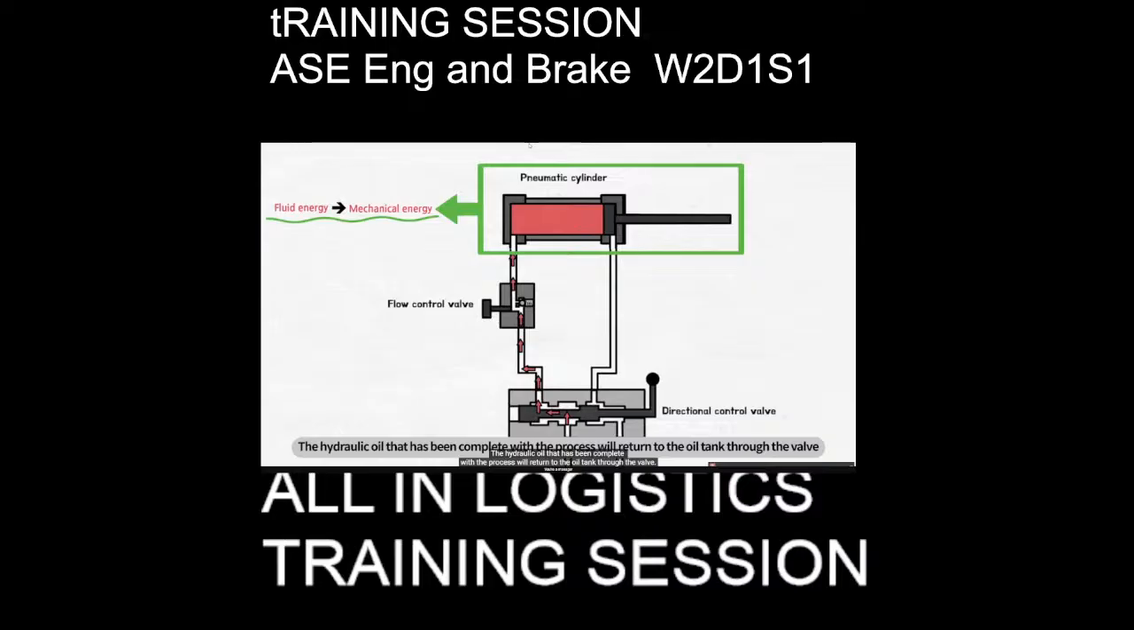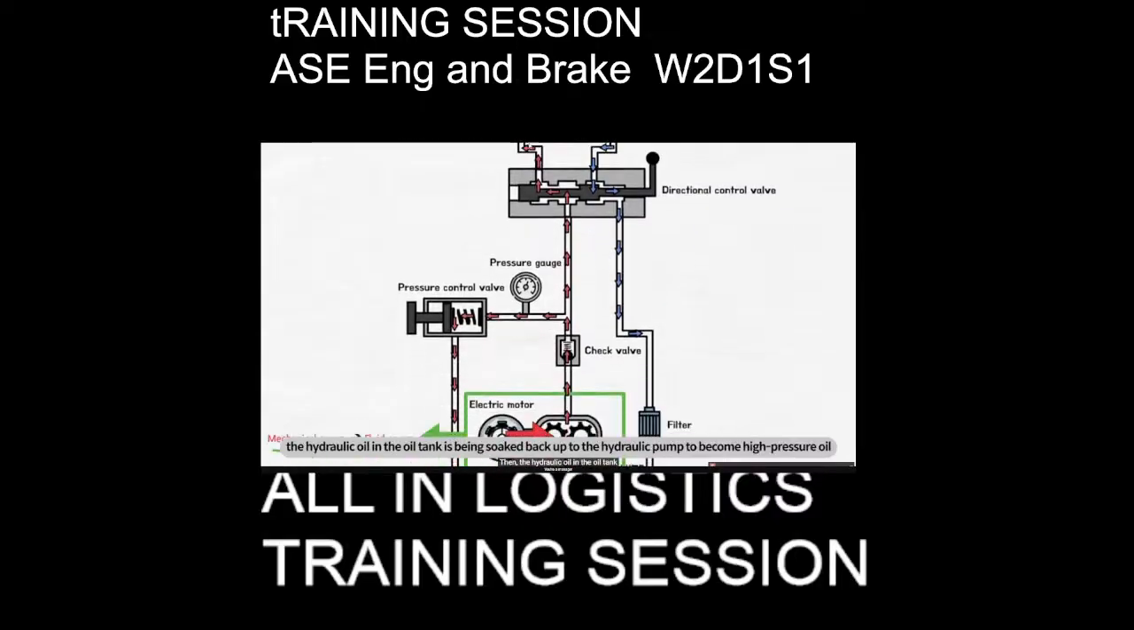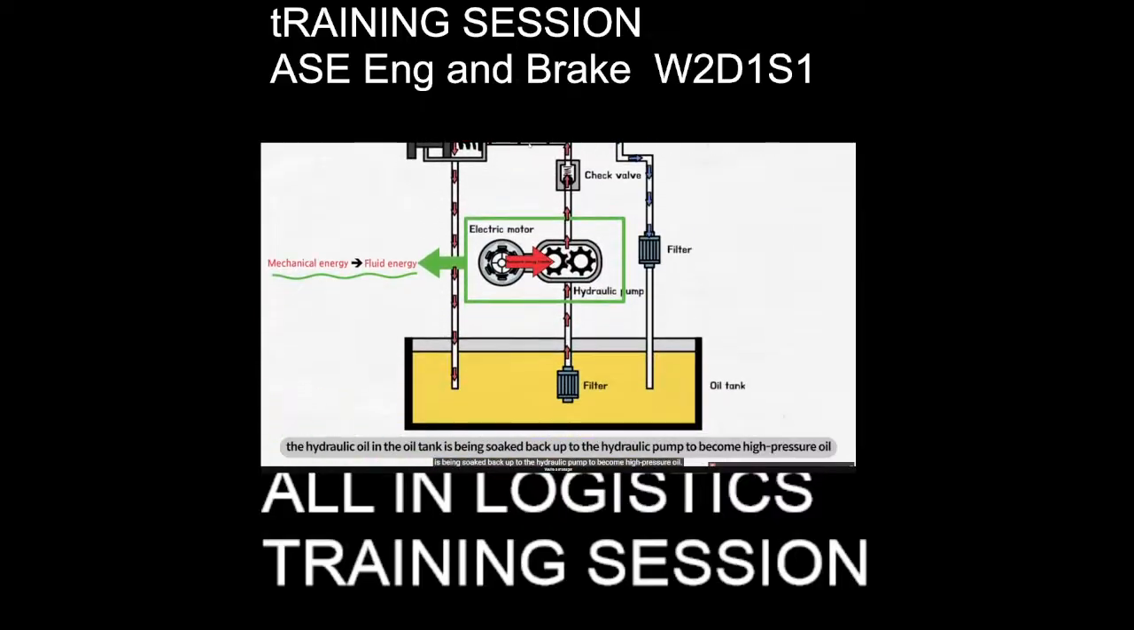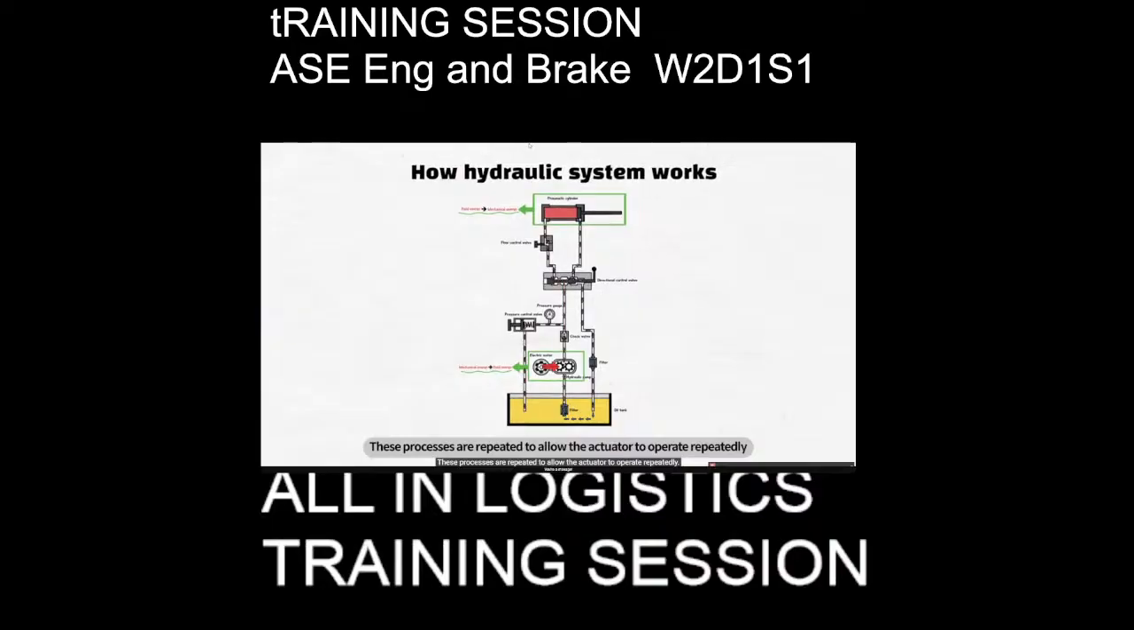The hydraulic oil that has completed the process will return to the oil tank through the valve. Then, the hydraulic oil in the oil tank is soaked back up to the hydraulic pump to become high-pressure oil. These processes are repeated to allow the actuator to operate repeatedly. This is how we can generate and control large mechanical energy with only a small amount of force through the system process using hydraulic oil.